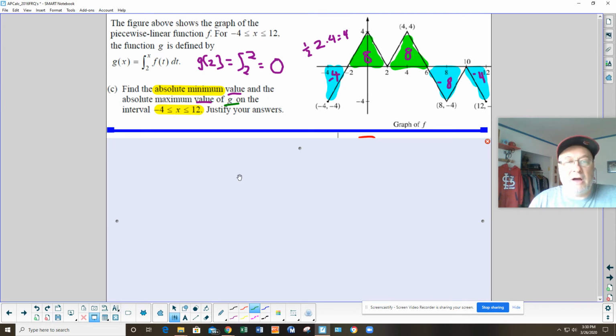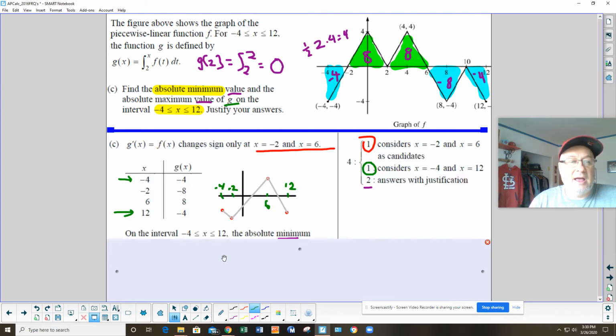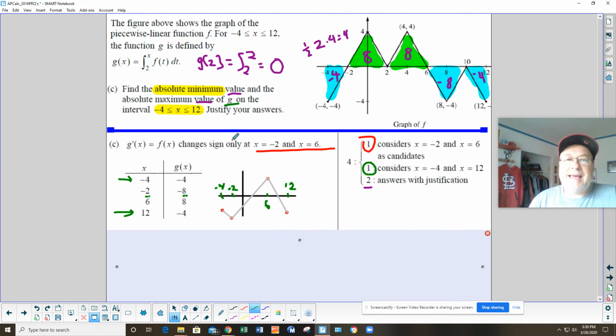So I know right off the bat, by making my candidate test here on my table, that if I put a 2 in my table, which would end up being right here, I'm going to get a 0, which is right here. Now that's not a key point, because it's not an endpoint, nor is it a place on the graph. If you're looking here at 2, it's not a critical point because at 2, g prime does not change from positive to negative. So what are my key points?